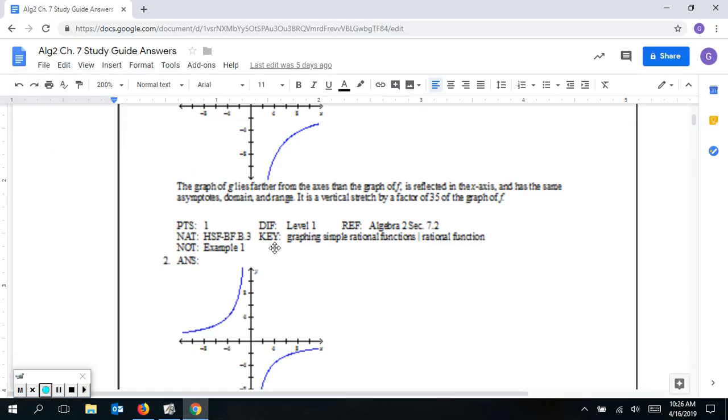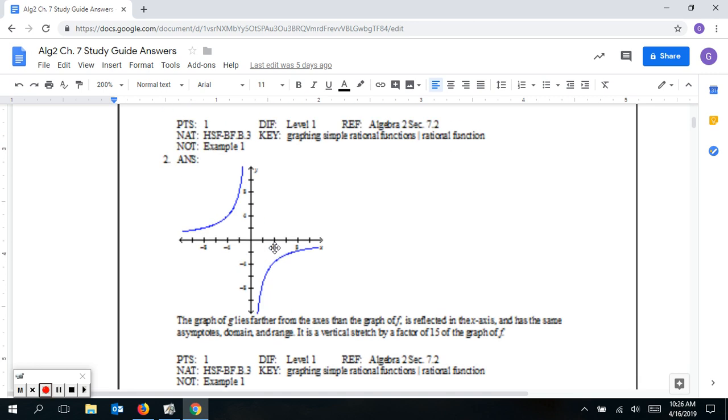So here we go, number 2. So our answer here is this graph. Graph should look something like this. Branches are in 2 and 4. Your asymptotes are the x-axis and the y-axis, and it does get further from the axes on this one.